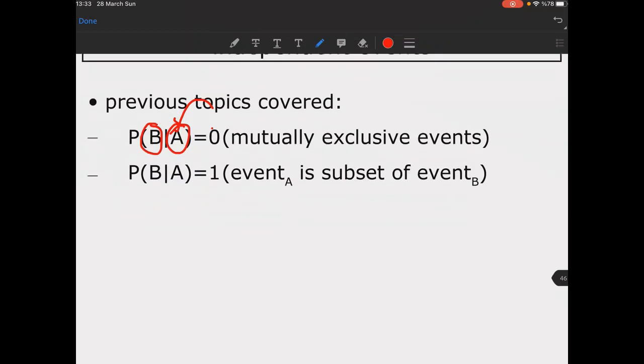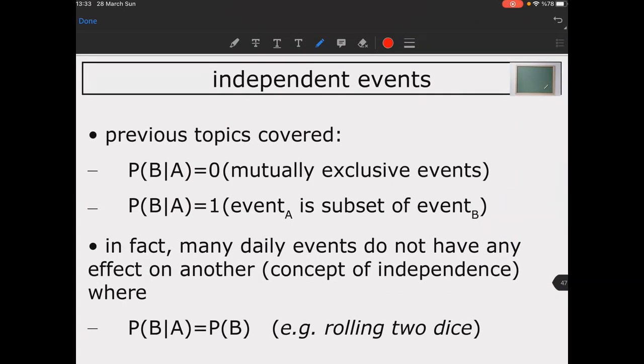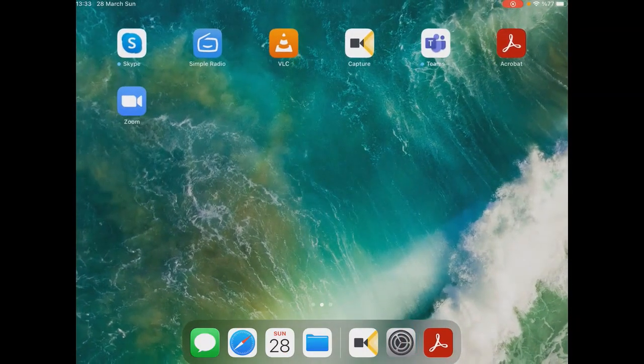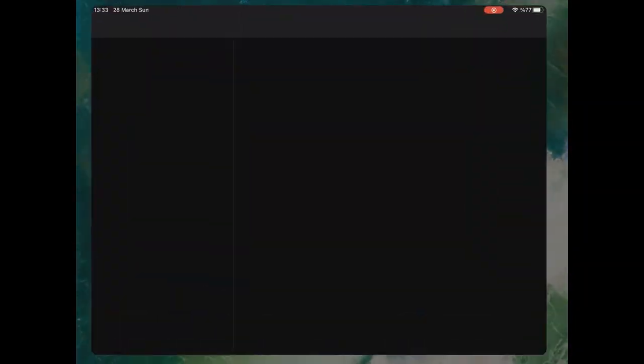However, what about independent events? In fact, many daily events do not have any effect on one another. This is called the concept of independence, where knowing the outcome of one of the events, let's say event A, does not have any effect on the probability of event B happening. Suppose that we're rolling 2 dice here. Now let's take a look at this together.